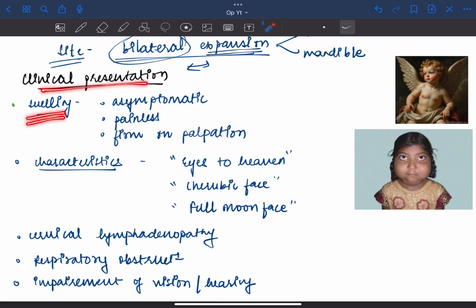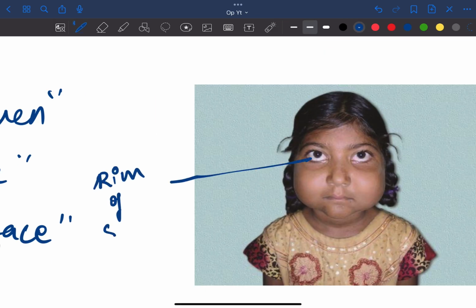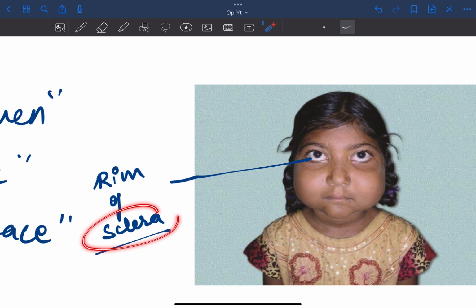Clinical presentation. So the swelling here is asymptomatic, painless and firm on palpation. So when we touch the cheeks of the child, it will be firm and we will feel a bony presence inside the swelling. The characteristic is eyes to heaven. Eyes to heaven means you can see a rim of sclera. Sclera is the white part of the eye. This is visible like a rim, and the eyes appear to be looking towards heaven. This happens because the maxilla is expanding and it is pushing the eyeballs further upwards, causing the sclera to be exposed.